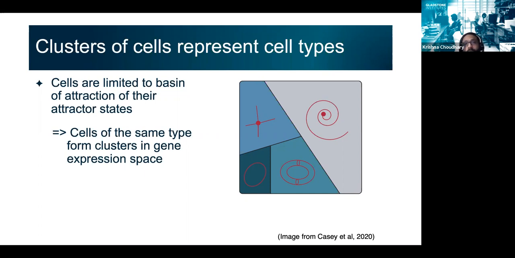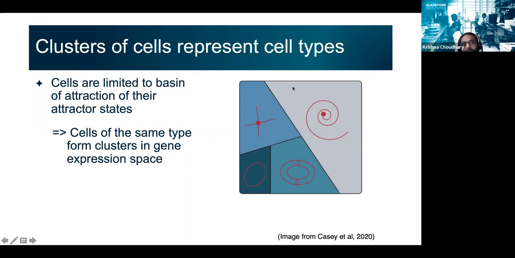So clustering happens in the PC space, not in the t-SNE or UMAP space, because the data is very distorted in that space. If you do clustering in that space, then you may find clusters which may not be biologically relevant or meaningful. So the clustering is done in the PC space.